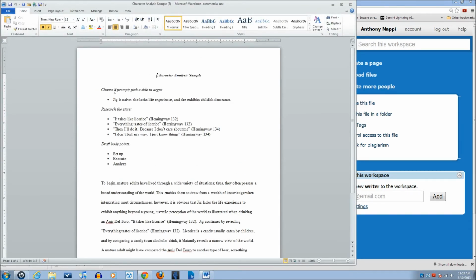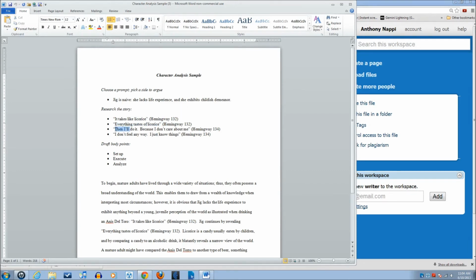Choose a prompt. Pick a side. Okay, so I chose that Jig is naive. She lacks life experience, that's reason number 1, and she exhibits a childish demeanor, that's reason number 2. These are my body paragraphs, 1 and 2. Then I researched the story to find evidence that she lacks life experience. Well, everything tastes like licorice. That's as good as it gets for lacking life experience.